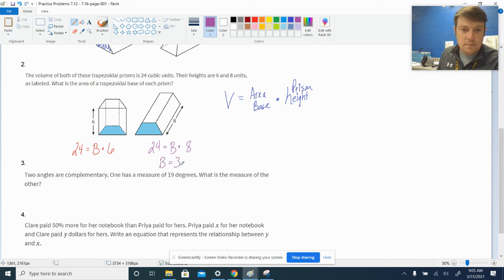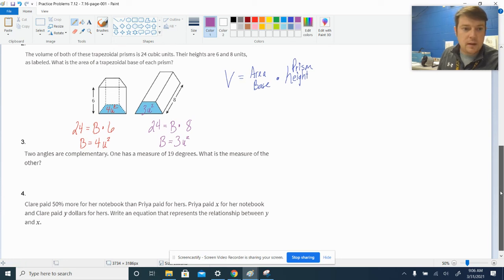This one is 3 units squared, because it's an area, squared units. And this one, the area of this base is equal to 24 divided by 6, which is 4 units squared. So this one is 4 square units, and the other one is 3 square units. Just division there to help us find that out.